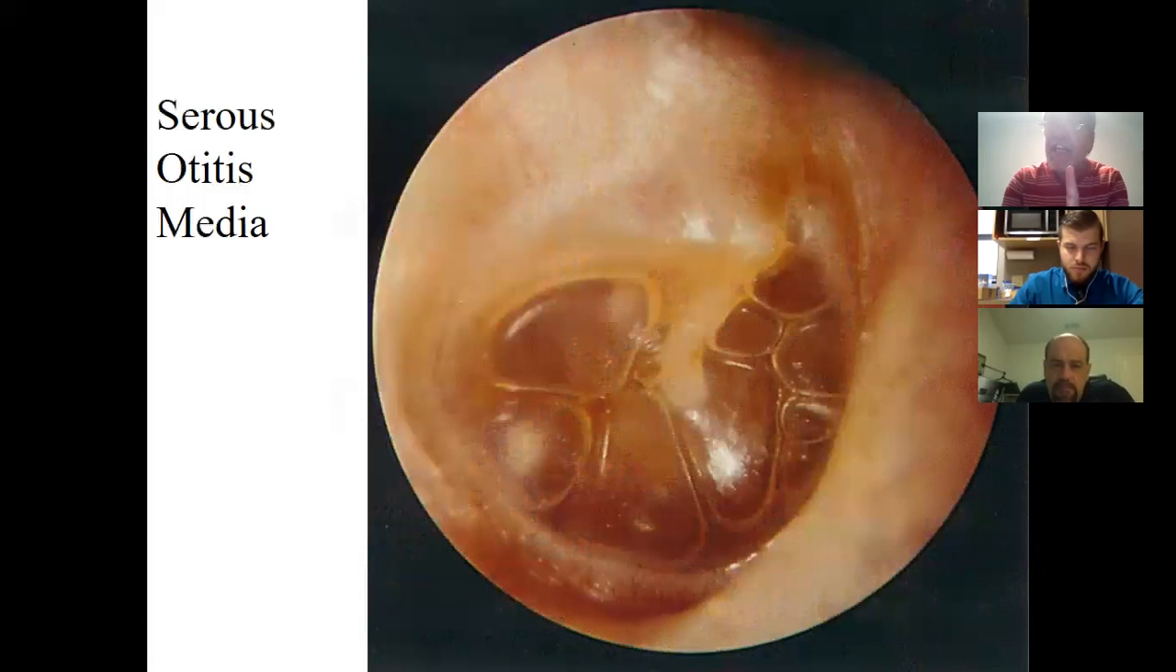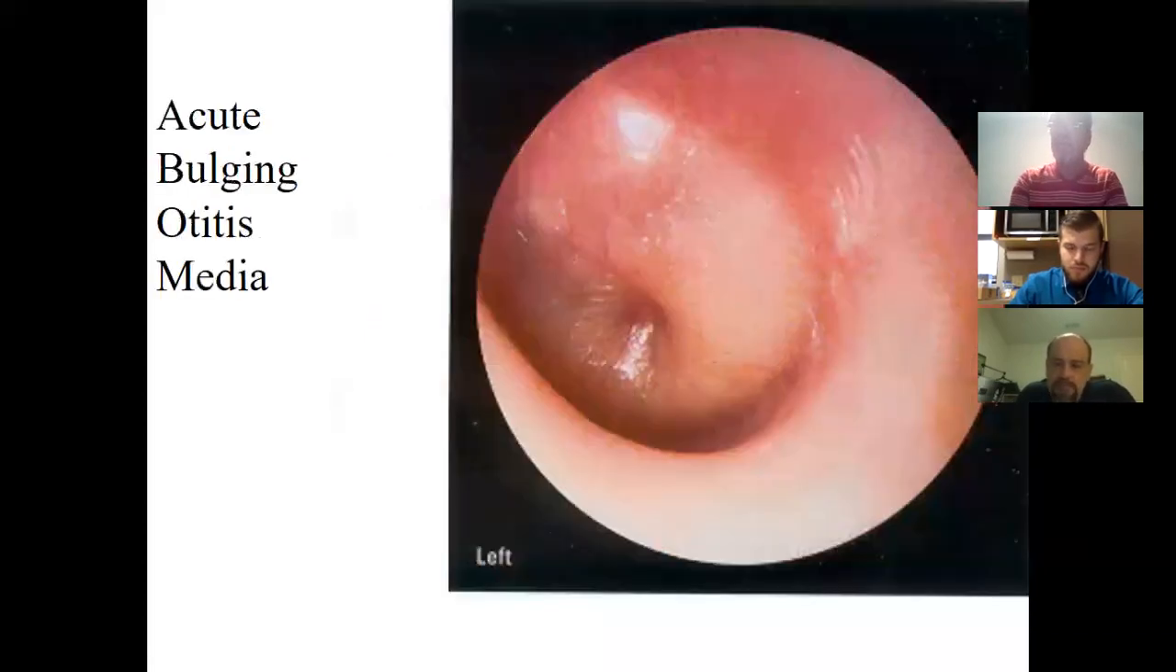The next stage is pus. Now the middle ear is bulging. You can see the umbo in the center, but now it's like this. Instead of being sucked back, now it's bulging. This also hurts like hell.